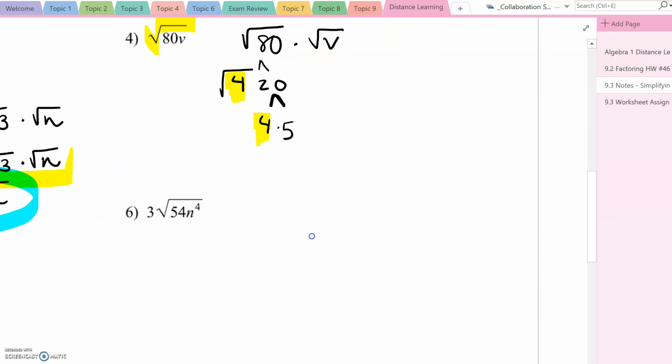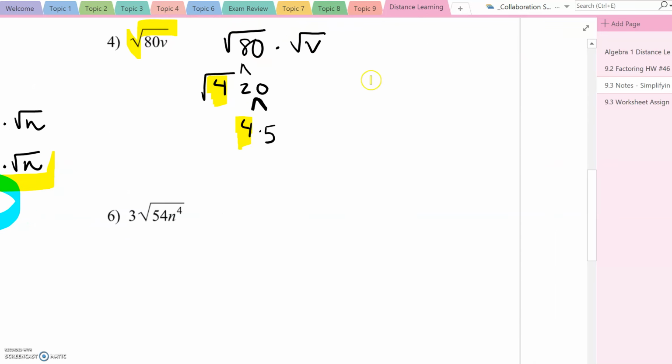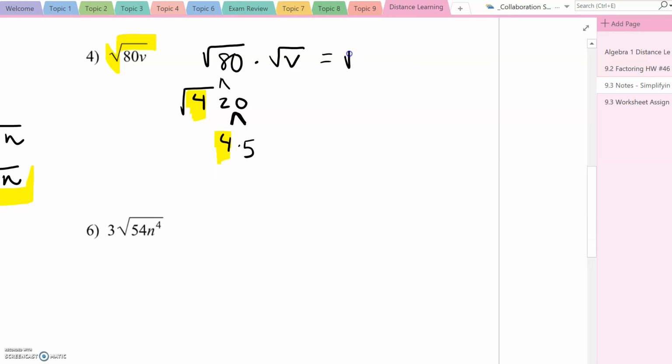So if I write out from my factor tree what I've simplified the square root of 80 times the square root of v as, I've written it as square root of 4 times square root of 4 times the square root of 5. And then let's not forget about that little v that we had right over here at the end. I really hope I'm making sense right now. Like I said before, it's hard to tell because you guys aren't here.